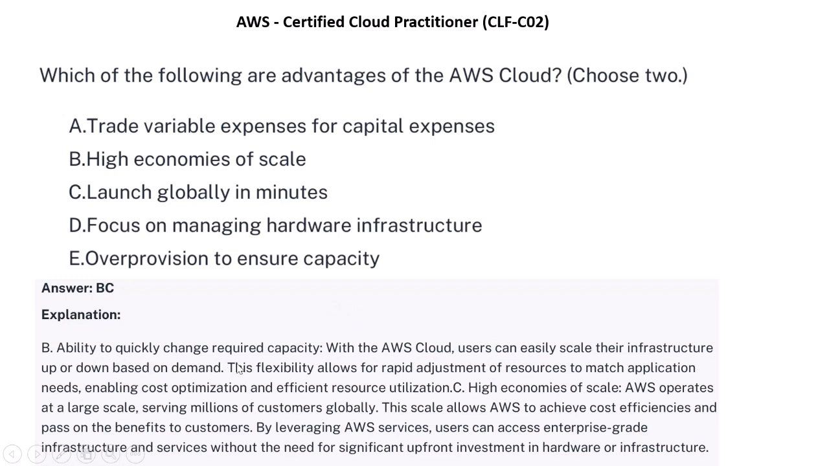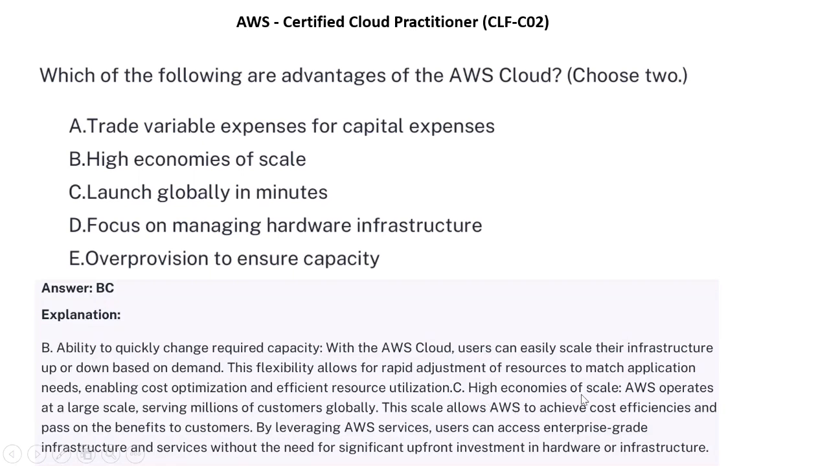Ability to quickly change required capacity. With the AWS Cloud, users can easily scale their infrastructure up or down based on demand. This flexibility allows for rapid adjustment of resources to match applications' needs, enabling cost optimization and efficient resource utilization.